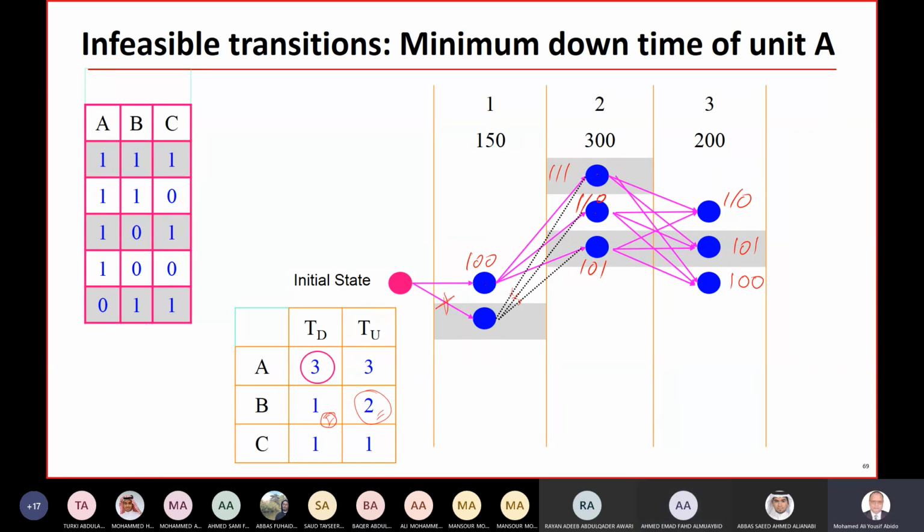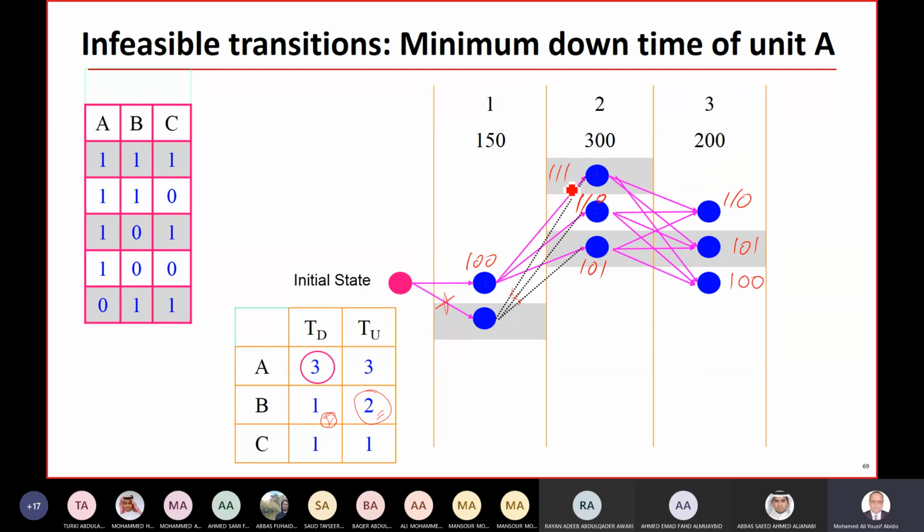Let us go and investigate this link. This link gives us machine number 1, unit 1 will stay on. Machine number 2, or unit B, will be turned on. Do we have any violation now if we turn on machine number 2? No, I think it's okay. We can turn it on.